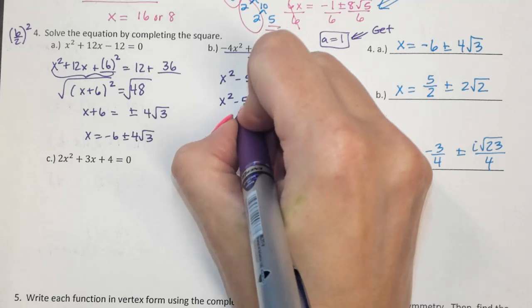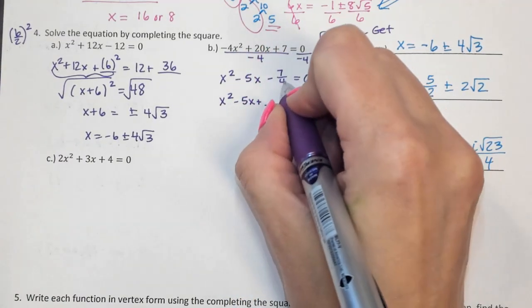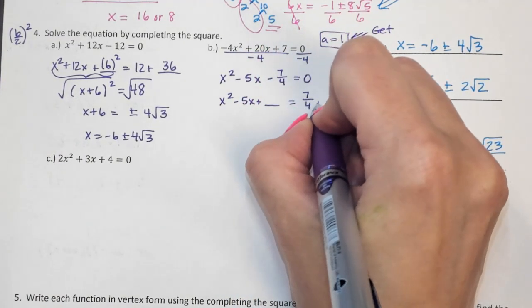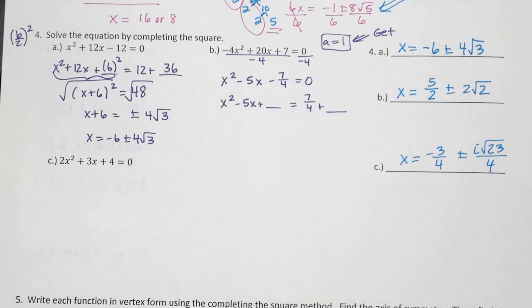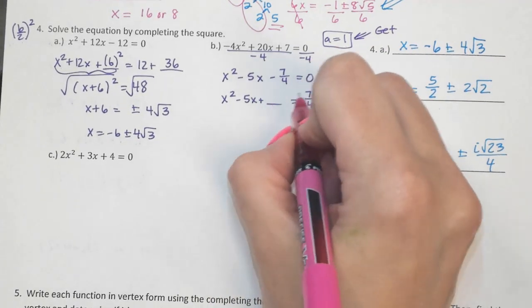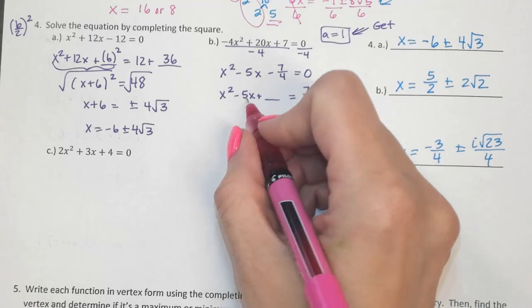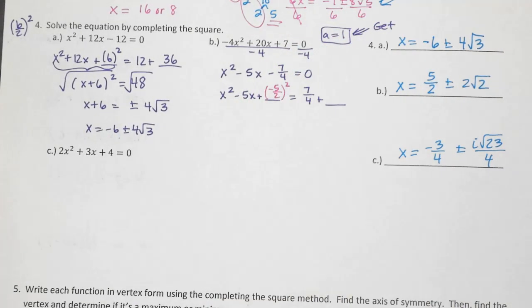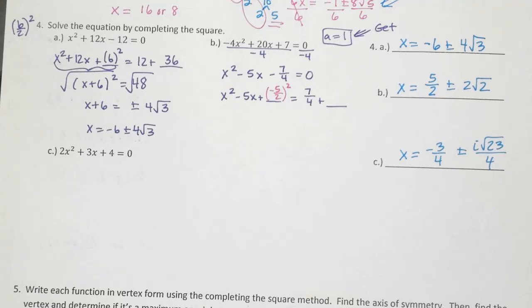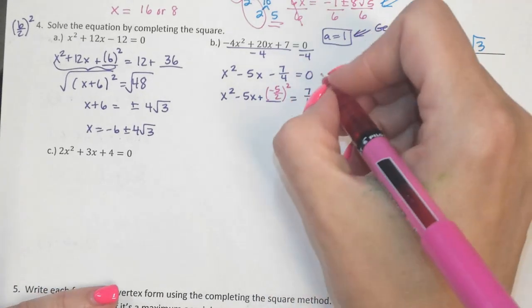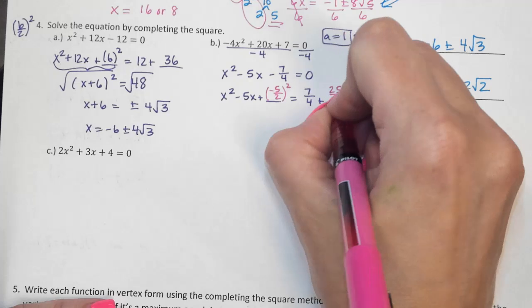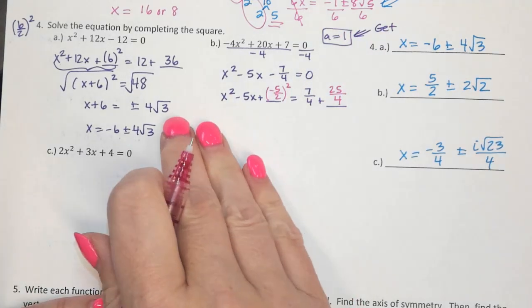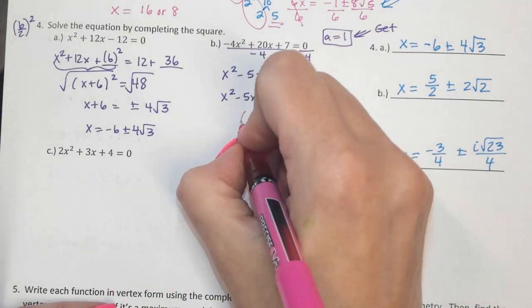x squared minus 5x plus blank equals, add this over. Okay, don't just move it over without thinking about the addition. And then half of this squared: -5 over 2, and then we square it. So you have to know your fraction rules. You square the top, you square the bottom. What you do to one side, you do to the other side.